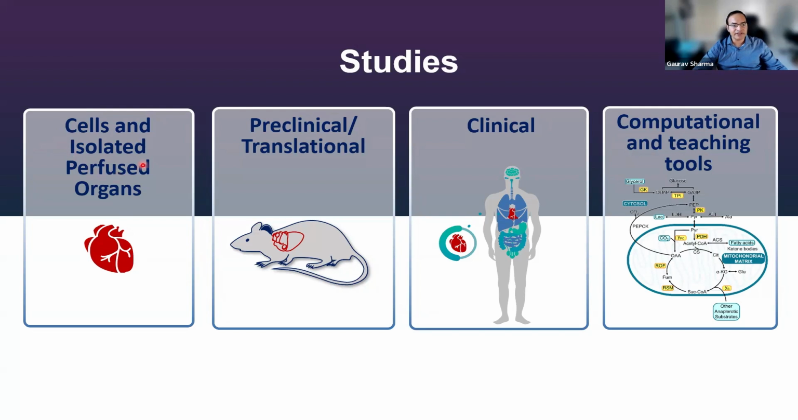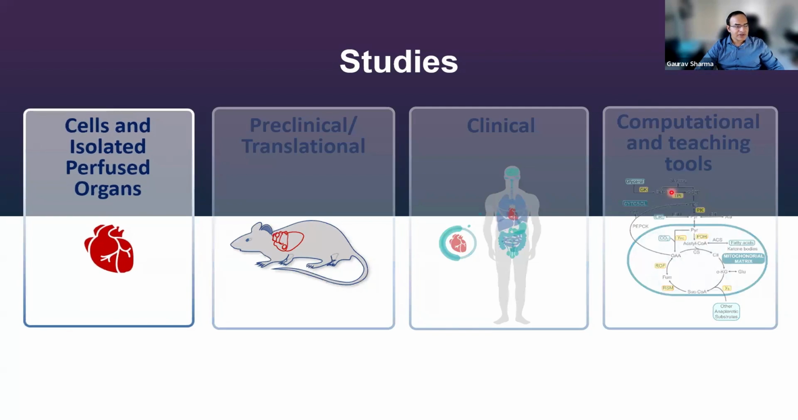But most of the hypotheses fail when they are translated to the clinic. So we work on each of the areas. Our job is to translate some of the interesting findings. We first test in a perfused isolated organ and then the preclinical model, depending on the hypothesis, and then we translate it to human. So I wanted to give you a few examples from each of those, and because we are involved in teaching, there are computational teaching tools available for the students.